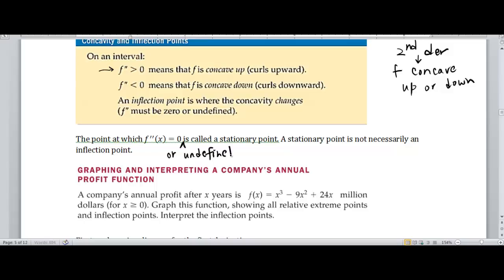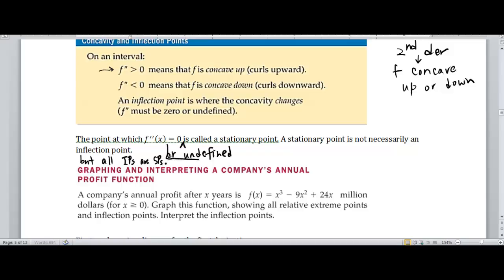is called a stationary point. A stationary point is not necessarily an inflection point. So if the second derivative is 0 or undefined, we call that a stationary point. If the concavity also changes at that stationary point, then we call it an inflection point. So all inflection points are stationary points, but not all stationary points are inflection points.